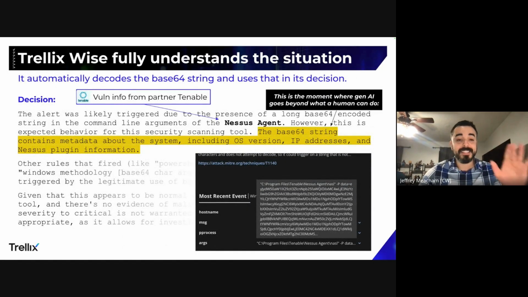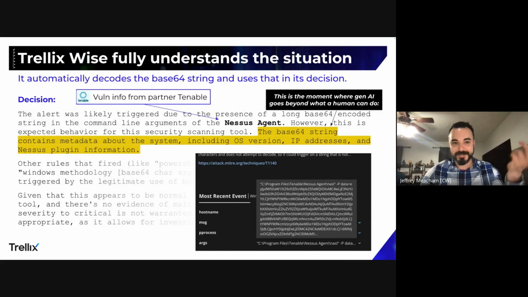Great. Now this is a perfect example of where generative AI actually outperforms a human analyst. And I'm not even just talking about speed, I'm talking about depth. Trellix automatically detects a base 64 encoded string inside of a command. But instead of treating it as suspicious by default, it was able to decode it, understand what it does, and it made an informed decision.